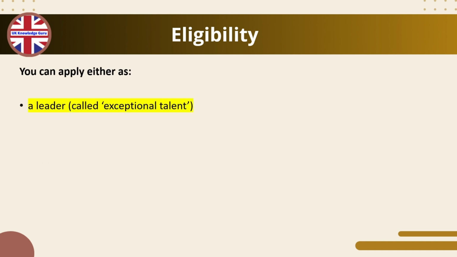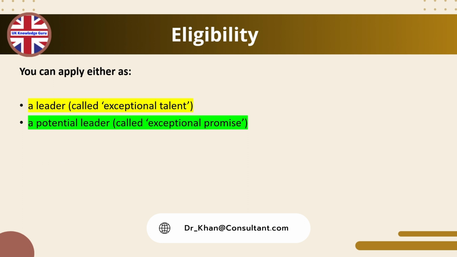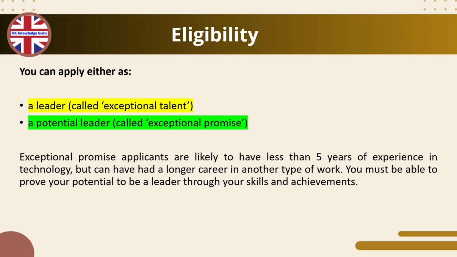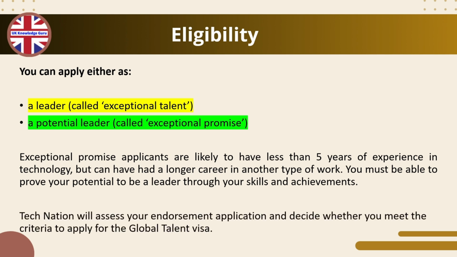Let's learn about what is the eligibility requirement for global talent visa. You can apply either as a leader or as a potential leader. What's the difference? We will discuss in detail afterwards. Exceptional promise applicants are likely to have less than 5 years of experience in technology, but can have had a longer career in another type of work. You must be able to prove your potential to be a leader through your skills and achievement. Tech Nation will assess your endorsement application. We will discuss this endorsement, how to do that, in detail later on in this video.